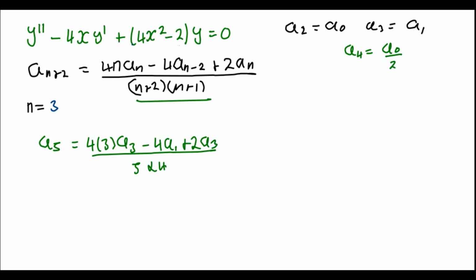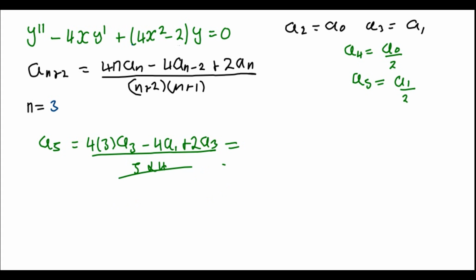And if you evaluate this properly, and if you observe that your a sub 3 can be substituted by a sub 1, it simply means your a sub 5 will be equal to, you're going to end up with something like a sub 1 over 2. That's what you're going to get if you evaluate this step by step.